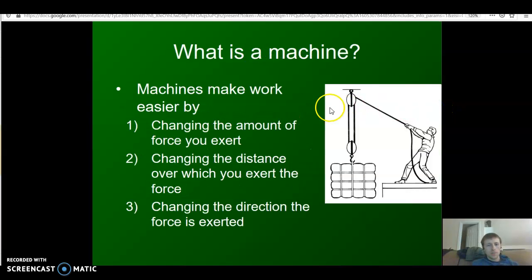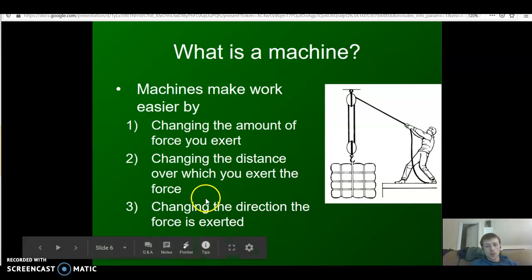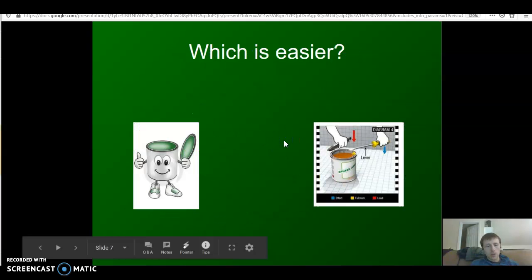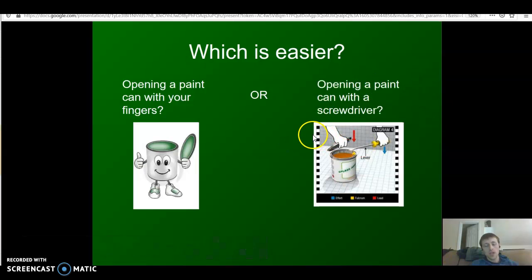So what is a machine? Machines make work easier in some fashion. Now, what that is could depend on the machine. It could be changing the amount of force you have to exert. It could be changing the distance over which you exert that force, or it could be changing the direction the force is exerted. What's easier, opening a can of paint with your fingers or using a screwdriver? Obviously, using a screwdriver is going to be simpler because you don't have to put as much force on it. It's a lot easier to do.